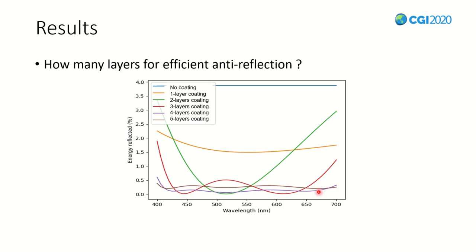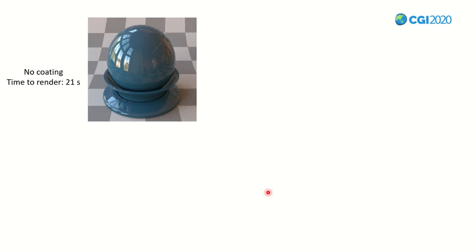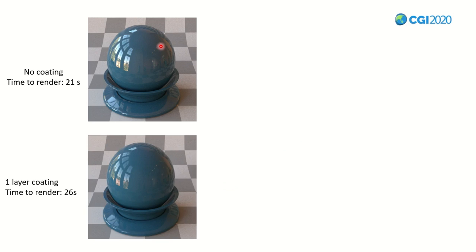So we want to compare what's happening with 4 and 5 layers, and we see those small oscillations right here. And so we started to wonder if the spectral integration would be important for our highly efficient anti-reflective coating. So if we compare what's happening with no coating and with one layer, we see a decrease of the reflected energy, as well as an increase of the time to compute.